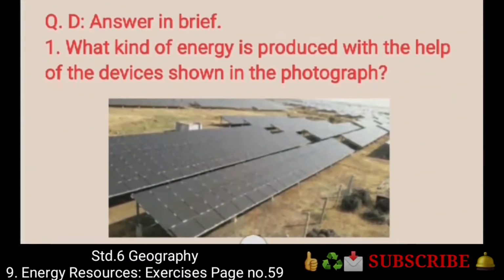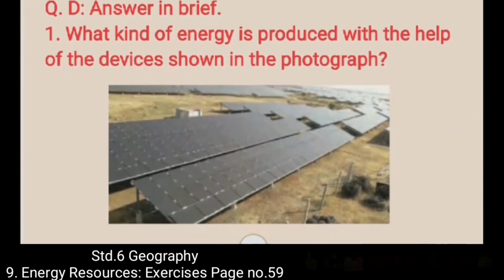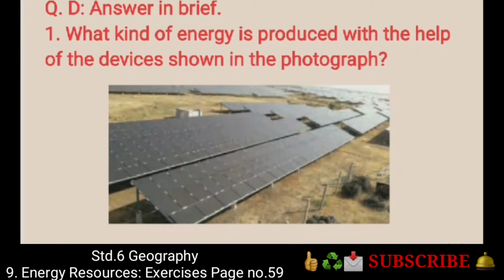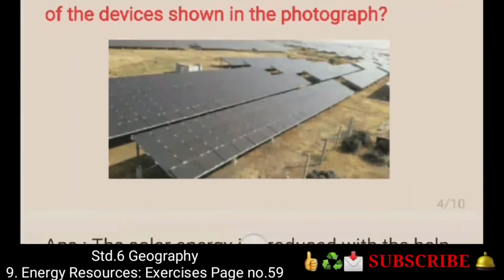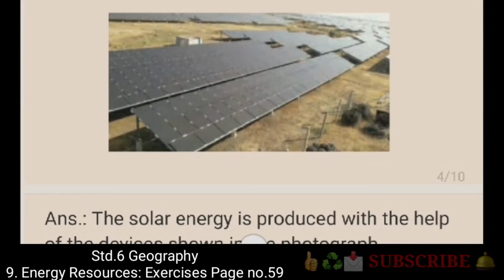Next question, that is D. Answer in brief. 1. What kind of energy is produced with the help of the devices shown in the photograph? Students, watch the photo and answer the question. The answer is the solar energy is produced with the help of the device shown in the photograph.